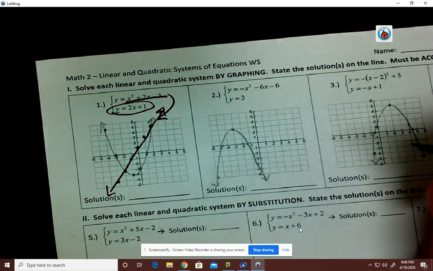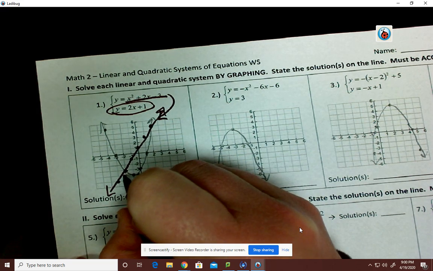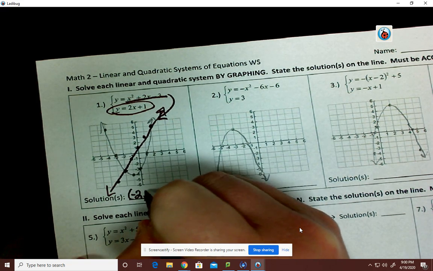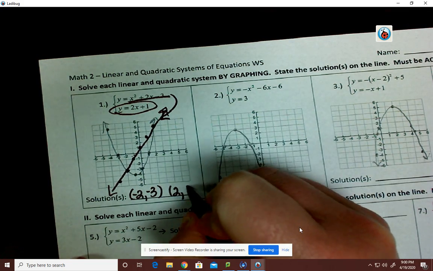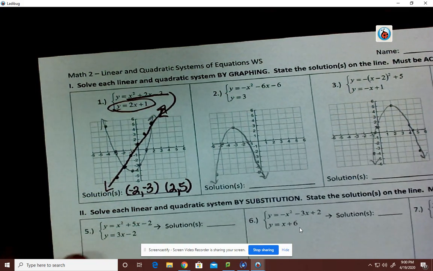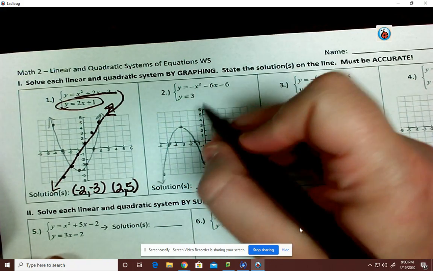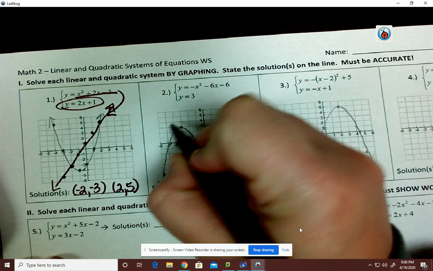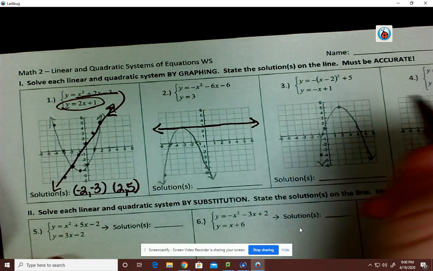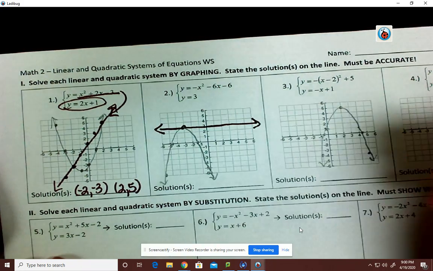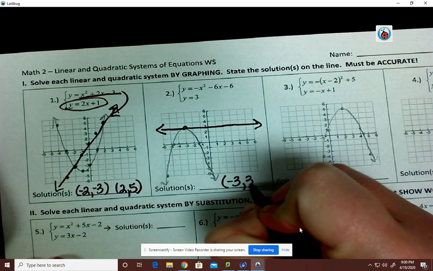Then we draw that, and so this one has 2 solutions. It has a solution at (-2, -3), and then it has a solution at (2, 5). On this one, the line y equals 3 is a horizontal line, so when y is 3, no matter what the x value is, the line is horizontal. So this one has one solution. It just touches that one time at (-3, 3).